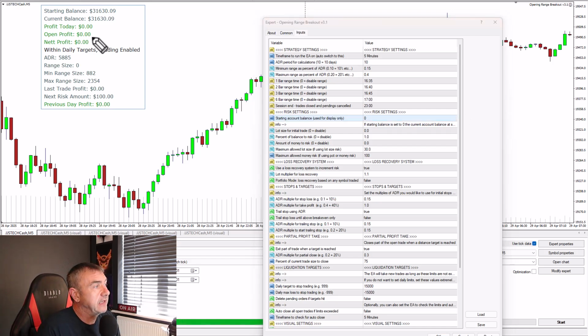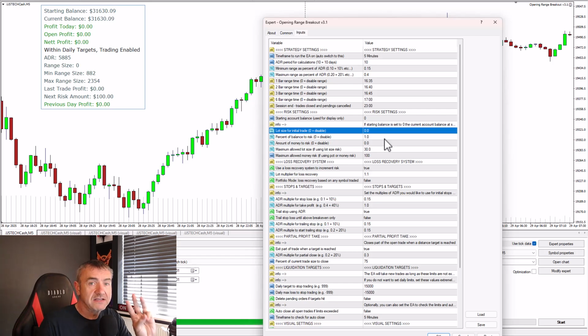So all this does is it says up here, starting balance. Okay, so what this will do is if you put a starting balance in there, that's what will appear here. If you don't put a starting balance in and you set it to 0, it will pick up what your account balance is and it will use that. So it will say, this is what we started at today, and then your current balance is obviously displayed underneath.